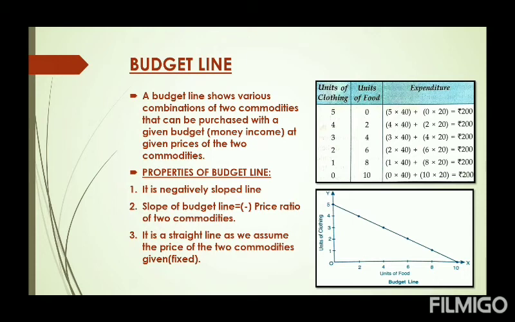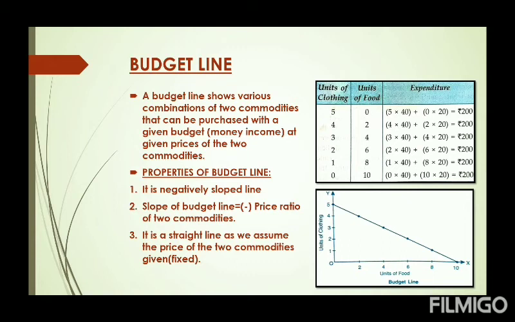Then comes the third property. It is a straight line. Why is the budget line not a curve like the indifference curve? It is a straight line because we have already assumed the prices of the two commodities are given, meaning fixed in the market. So there are only two variables, which are units of X and units of Y. It's not quadratic in any sense. So the budget line is a straight line.